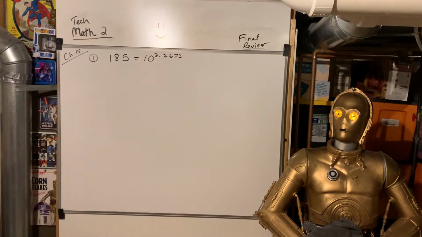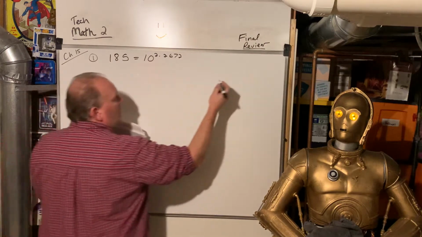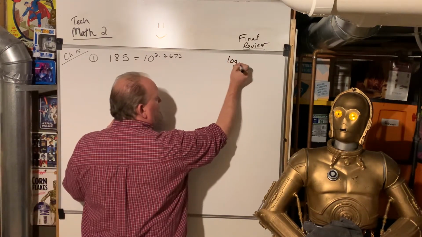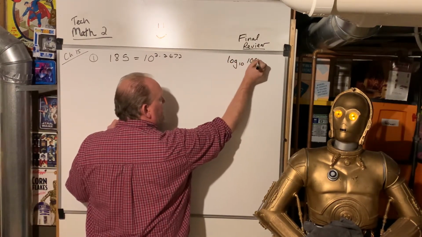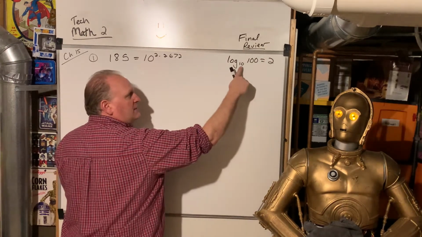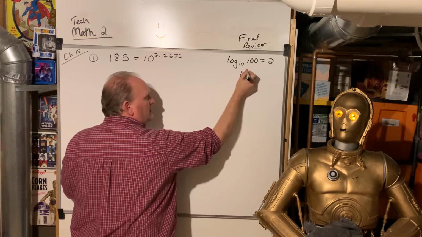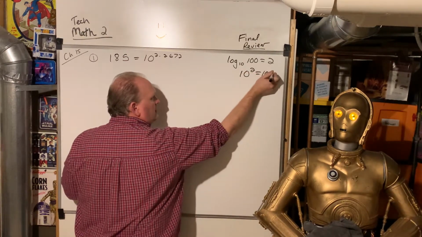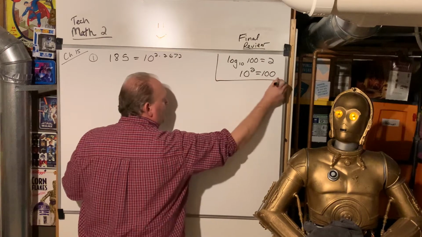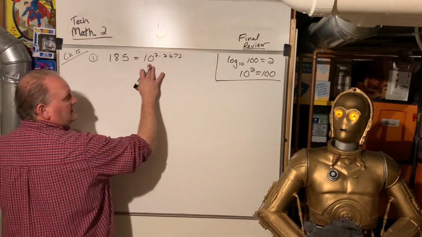So we're going to write that as a log equation, which means remember how this works. Log base 10 of 100 is 2. Logs are just a fancy way of writing exponents. So if you think of it as 10 to the 2nd power, that equals 100. And if you keep that in mind, that's all we're going to do. We're going to just do that to this.